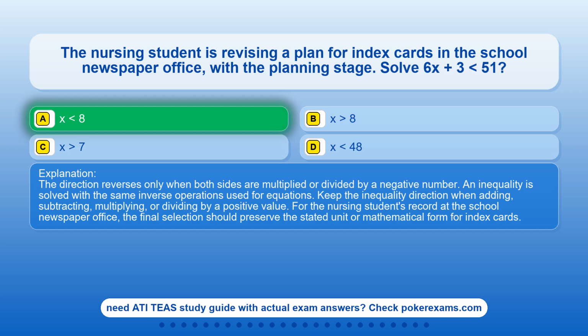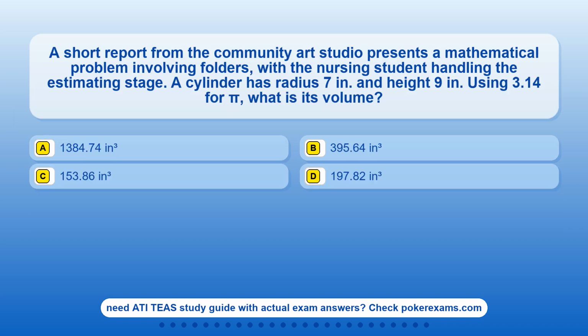For the nursing student's record at the school newspaper office, the final selection should preserve the stated unit or mathematical form for index cards. Question 23. A short report from the Community Art Studio presents a mathematical problem involving folders, with the nursing student handling the estimating stage. A cylinder has radius 7 inches and height 9 inches. Using 3.14 for pi, what is its volume?